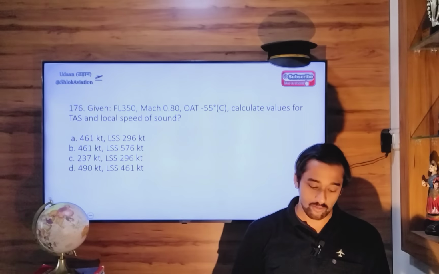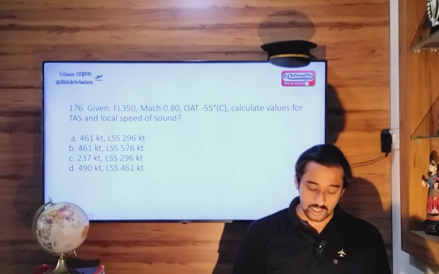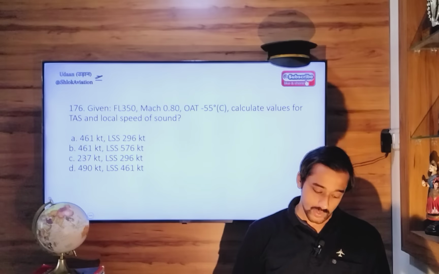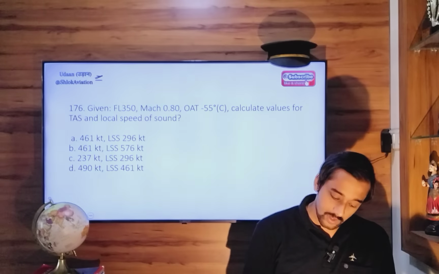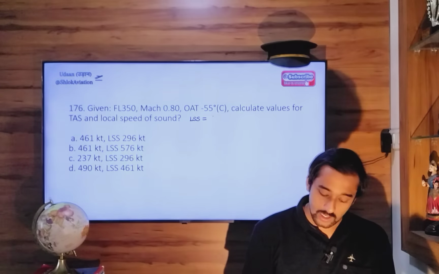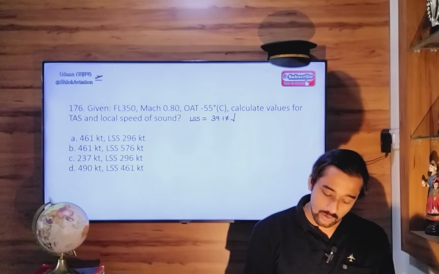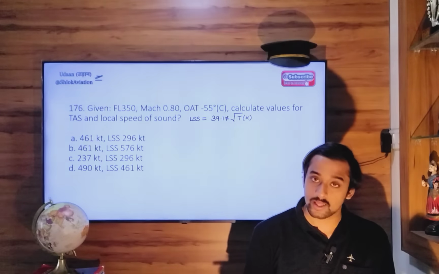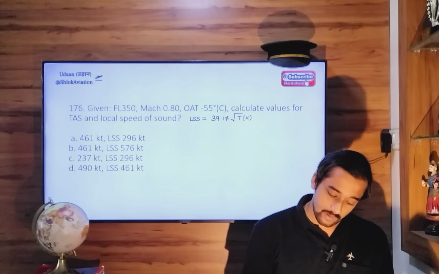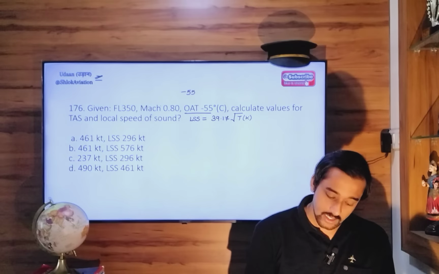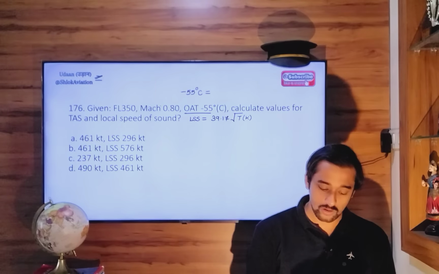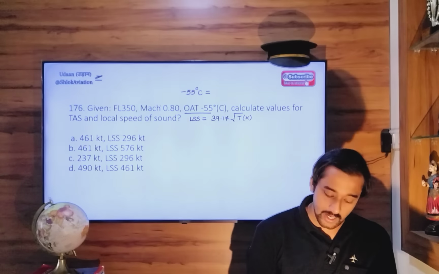176. Flight level is there, Mach number is there, temperature is there. What is true airspeed and what is local speed of sound? Local speed of sound is equal to 39.17 square root of outside temperature in Kelvin. Now what is the outside temperature here? Minus 55 degrees Celsius. Minus 55 degrees Celsius in Kelvin will be equal to 218 Kelvin.